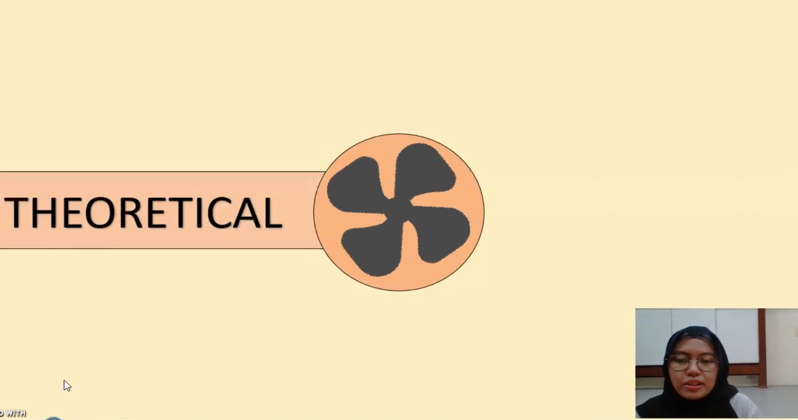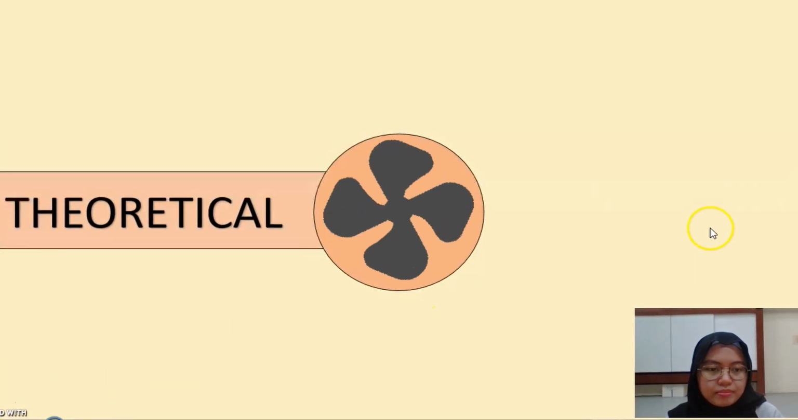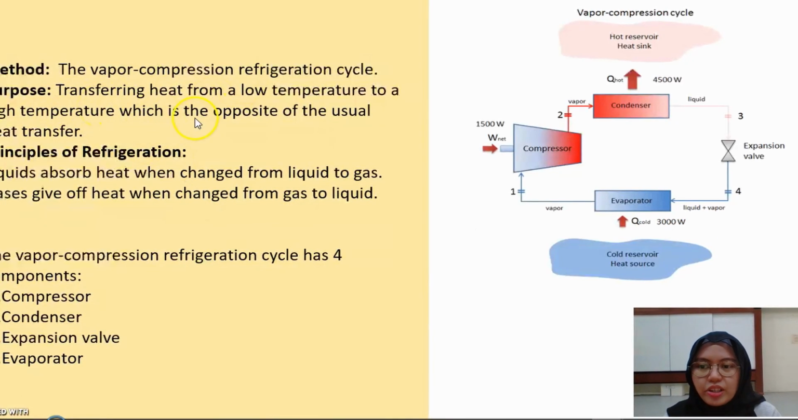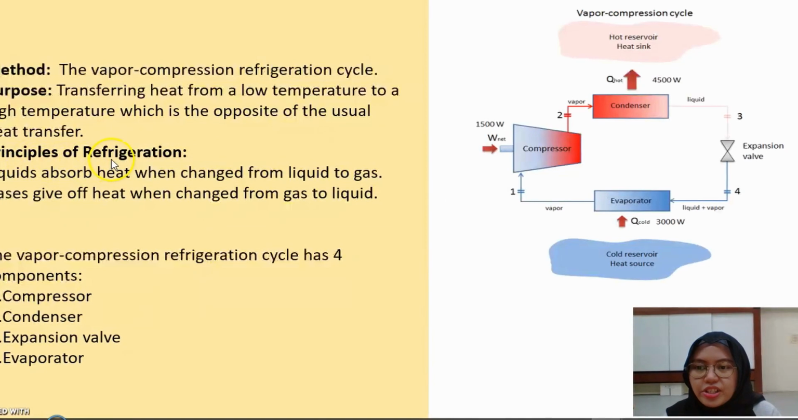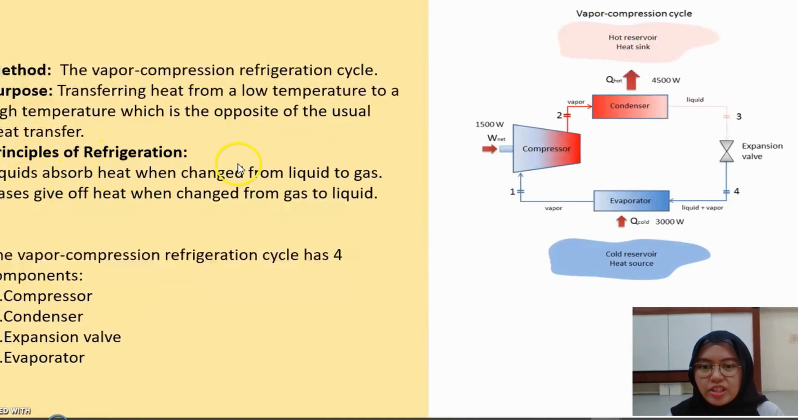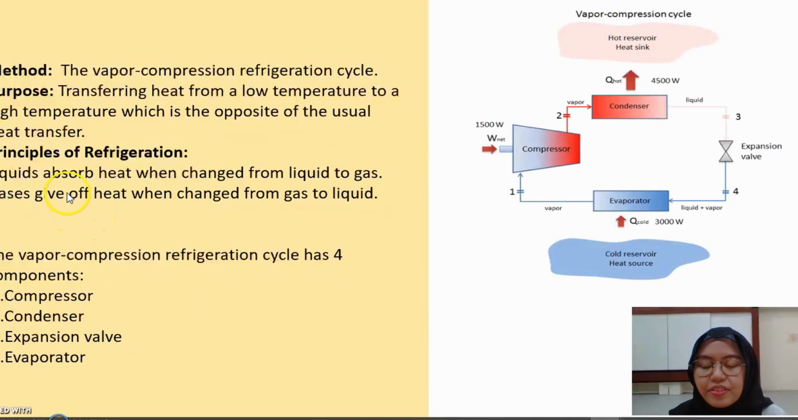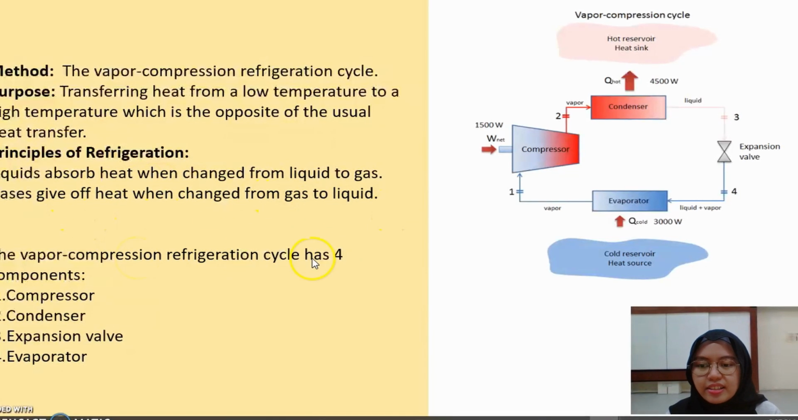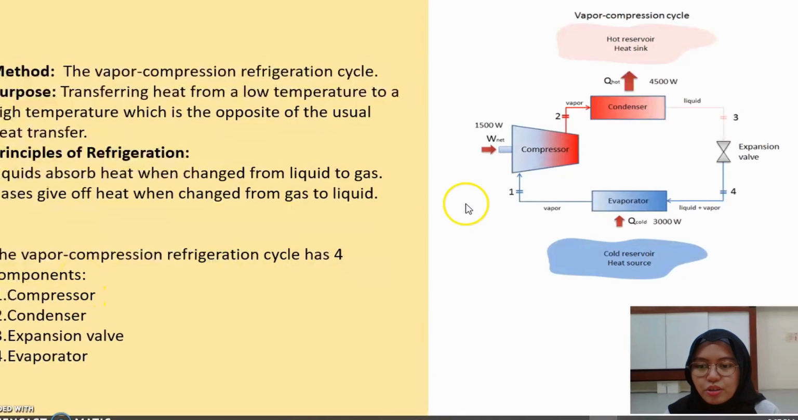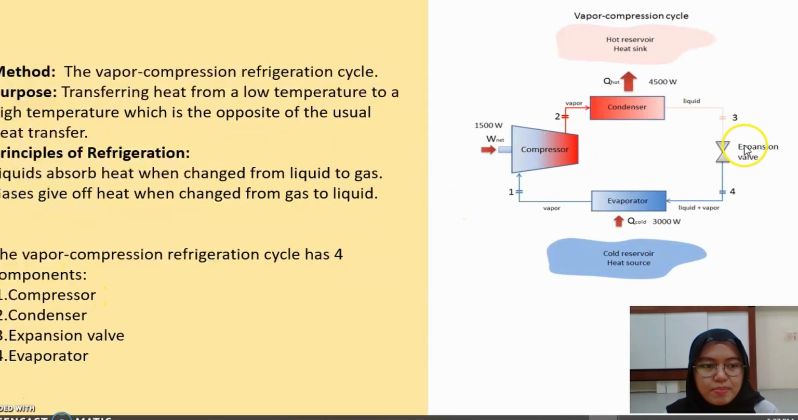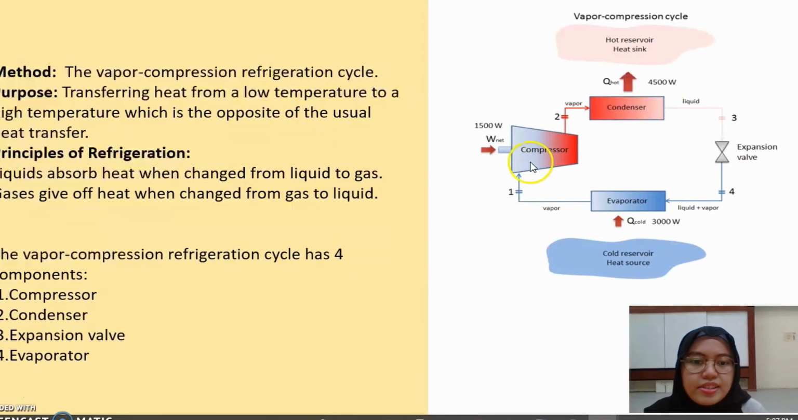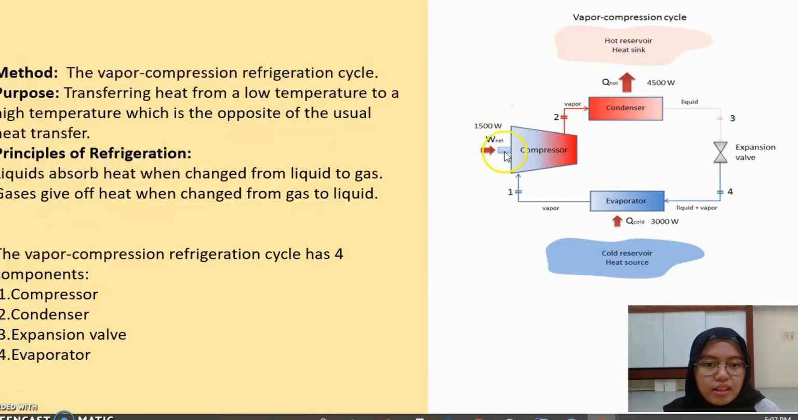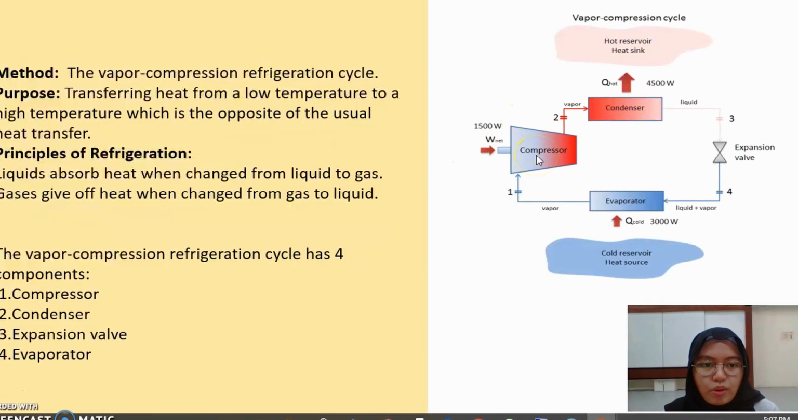Next, I will explain the theory of the experiment. The method and the purpose have already been explained in the introduction. The principle of refrigeration: liquid absorbs heat when changed from liquid to gas, and gases give off heat when changed from gas to liquid. The vapor compression refrigeration cycle has 4 components, which are the compressor, condenser, expansion valve, and evaporator. Okay, first, the refrigerant's low pressure gas will flow into the compressor, and it will be compressed.